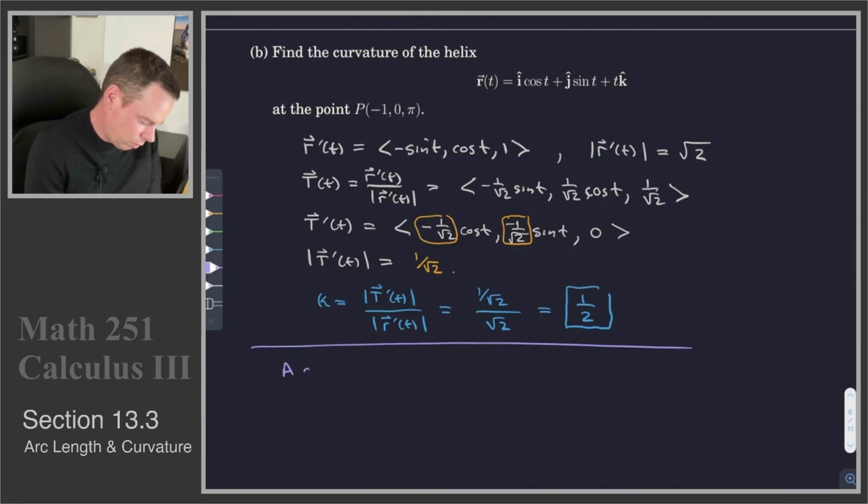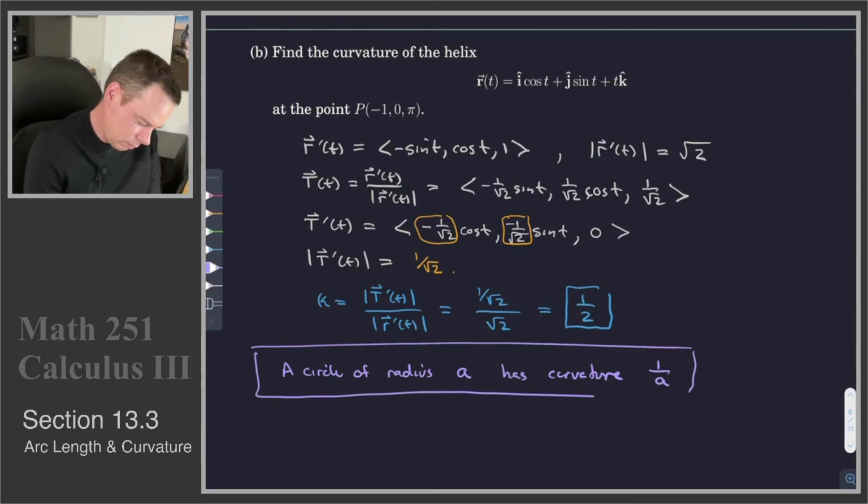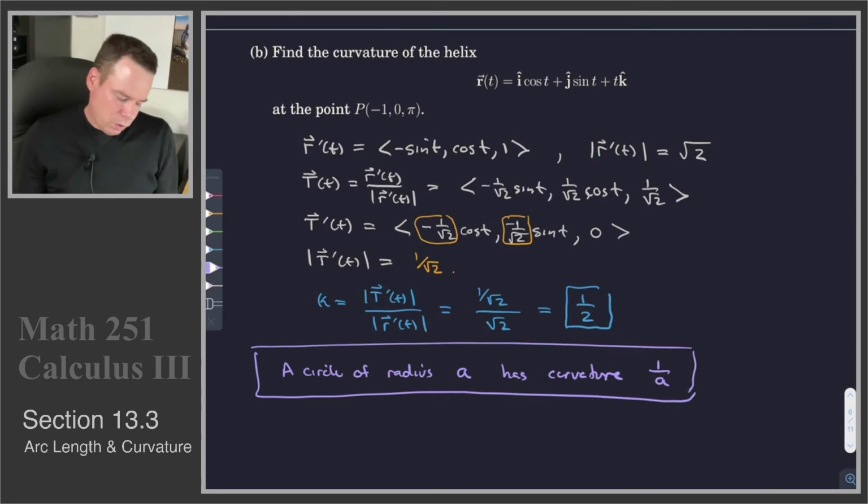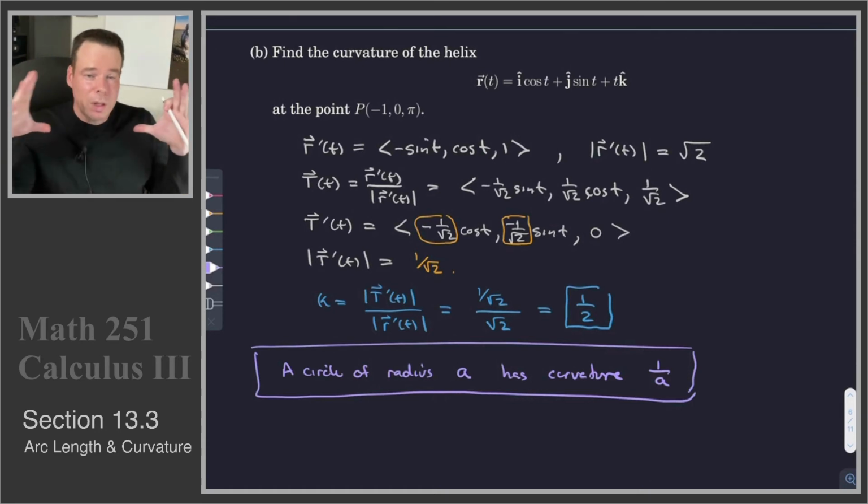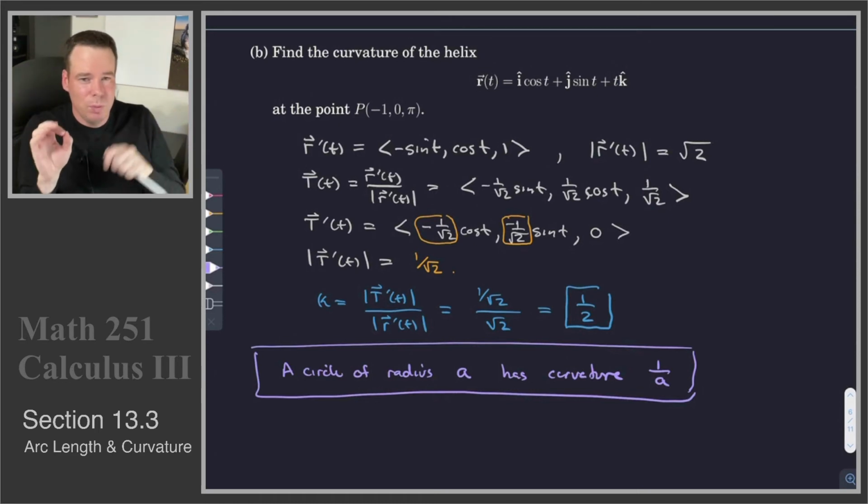So a circle of radius A has curvature 1 over A. So that means a circle that has a really big radius has a fairly small curvature. And you kind of think, if you zoom in and zoom in and zoom in on a little portion of a large circle, it doesn't bend very much.